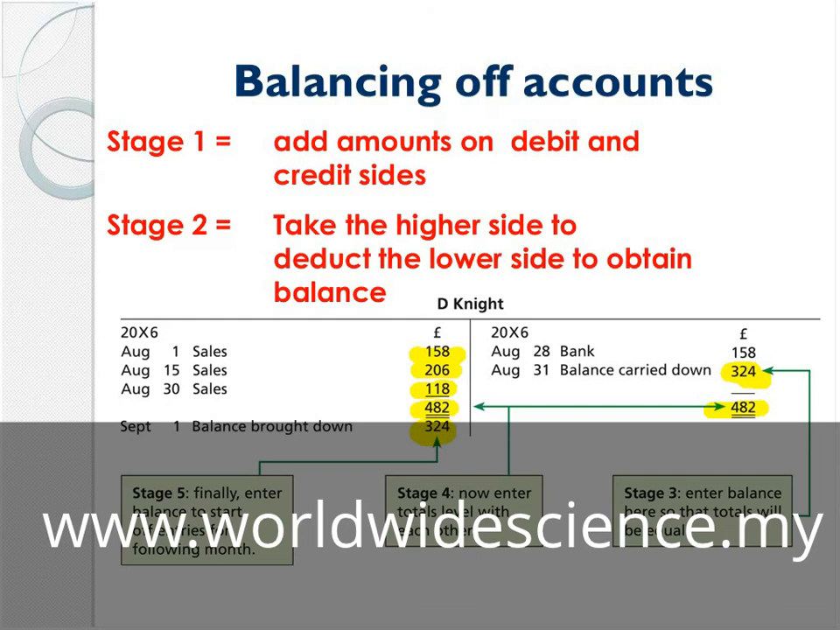And right now, on the right side we have the bank. We have a loan from the bank for 158, and we have a balance carried down for 324, and the total will be 482. These two figures show the equation between the right and left sides.